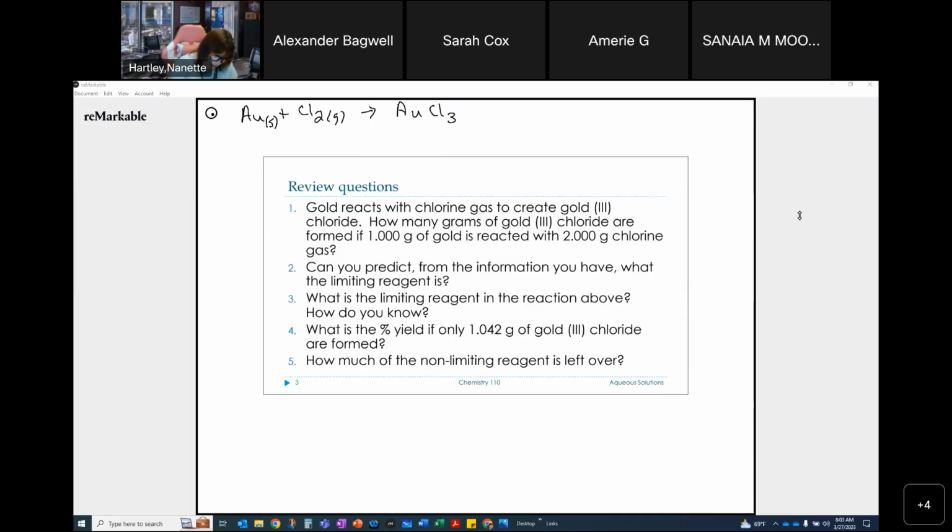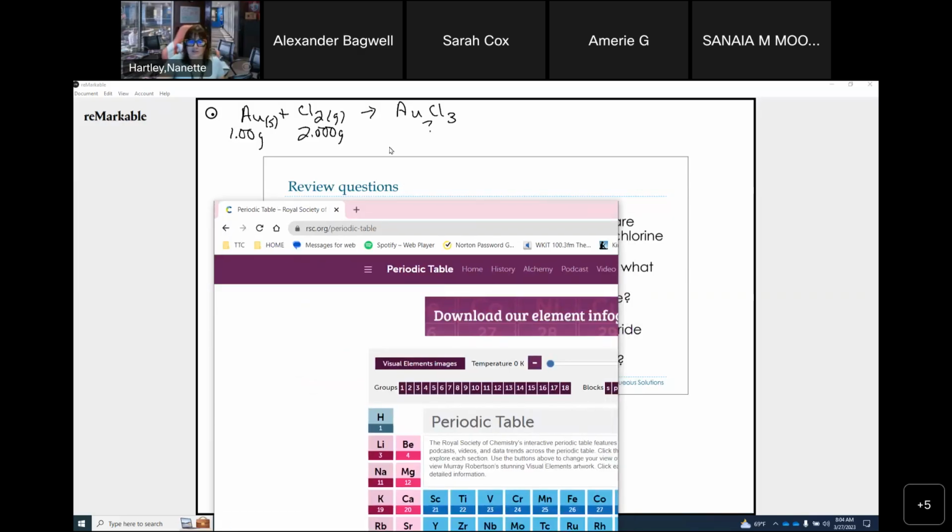How many grams of gold-3 chloride? So how much of this do I make if I start with 1 gram of gold or 2 grams of Cl2? So the question becomes how many grams am I going to form? It does say grams, so I will need molecular weights for both Cl2 and AuCl3.